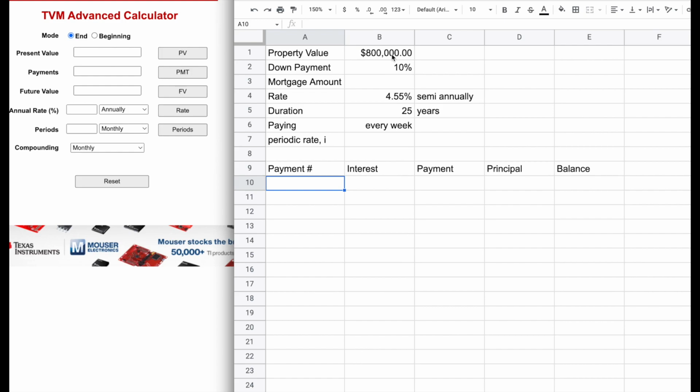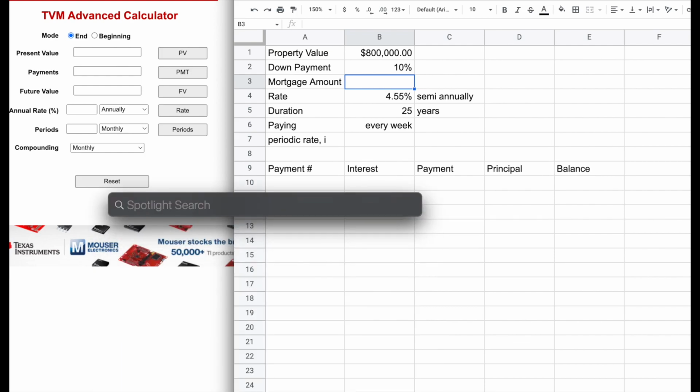We are dealing with a property value here that is worth $800,000, and we are putting down a down payment of 10%. So right now the mortgage amount is blank. So that's one of the things I need to calculate. So if you bring up a calculator, you can do two things. You can do 90% of 800,000, because if you're doing a 10% down payment, that means you're mortgaging the rest, which is 90%. That's probably the fastest way to do it.